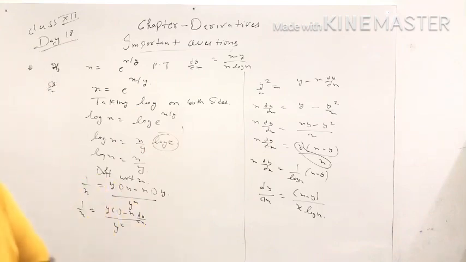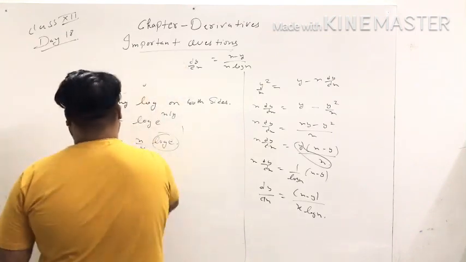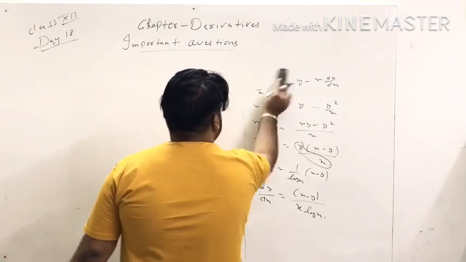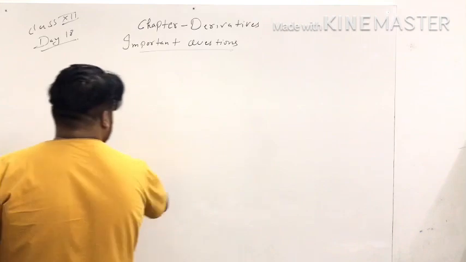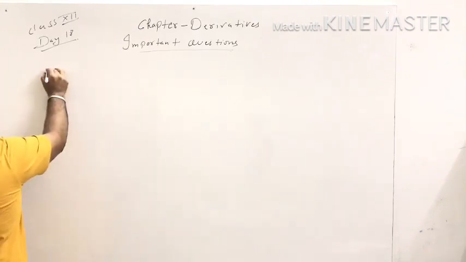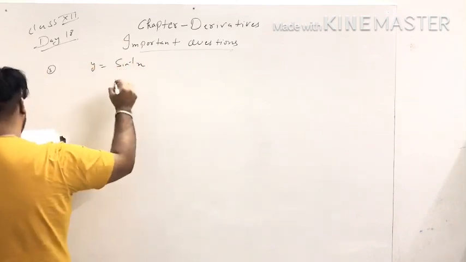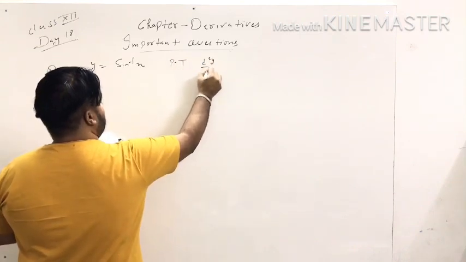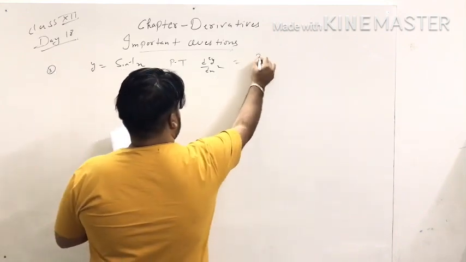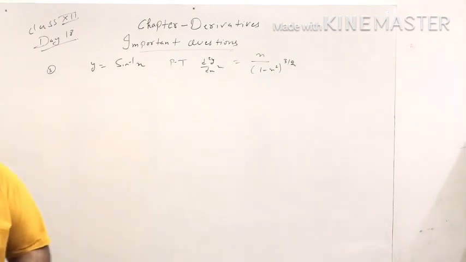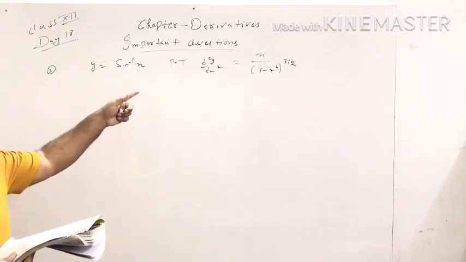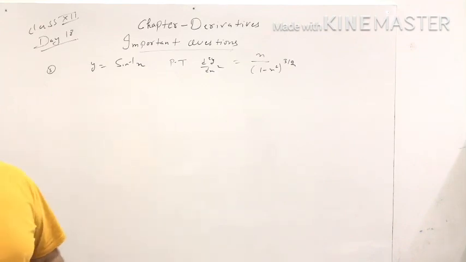Now we shift to the next question, question number 5. So the 5th question is y equals sine inverse x. Prove that d square y/dx square equals x upon (1 minus x square) to the power 3/2. So we have to prove the double derivative equals x upon (1 minus x square) to the power 3/2.